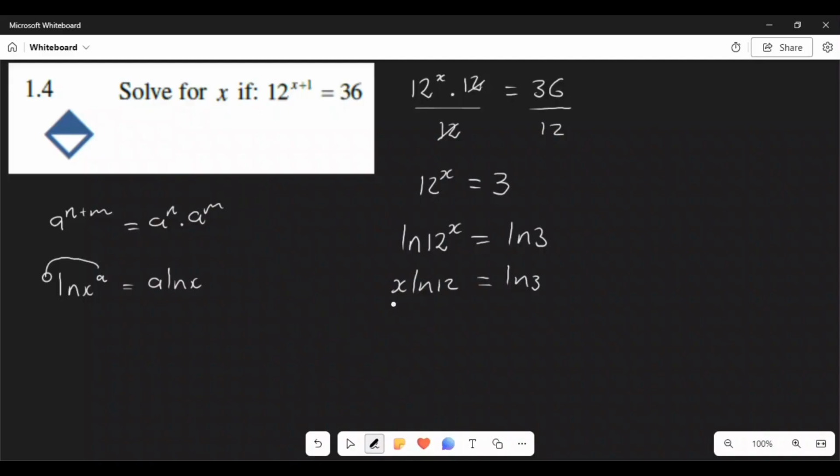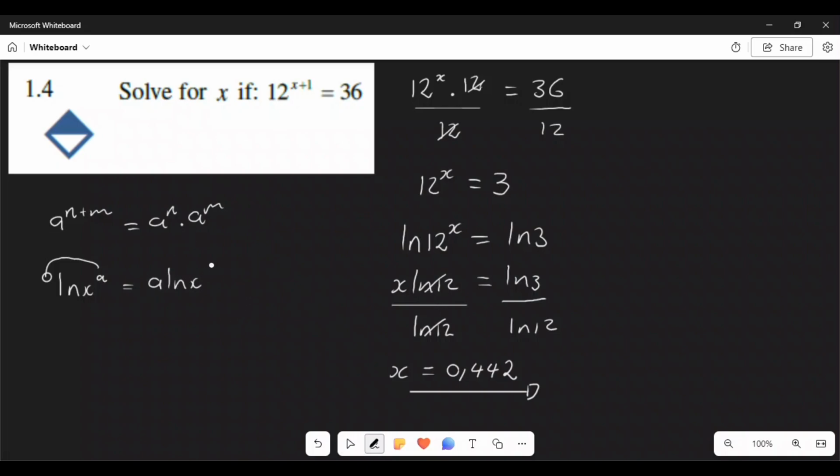So from here, what do we do? We divide by natural log 12. So x is natural log 3 over natural log 12. But for this one, you should rather use your calculator, guys. If you put this in your calculator, it's going to be 0.442. So that is your final answer. Like I said, this was not much of a challenge. You just needed to know your exponents and your logs at some point.